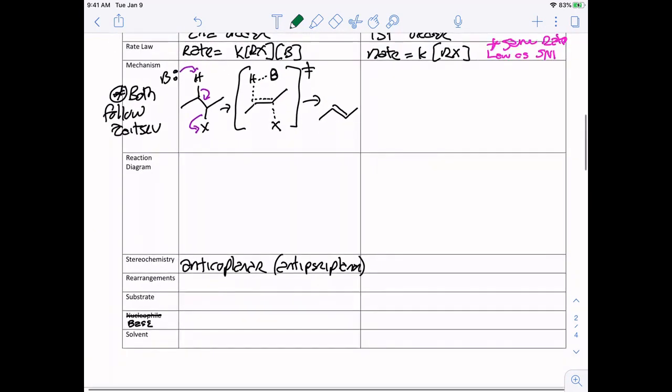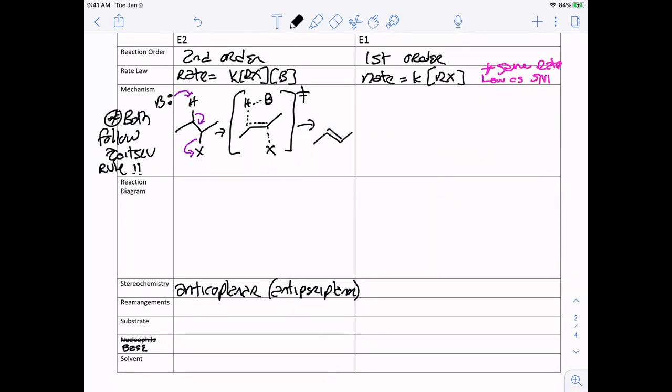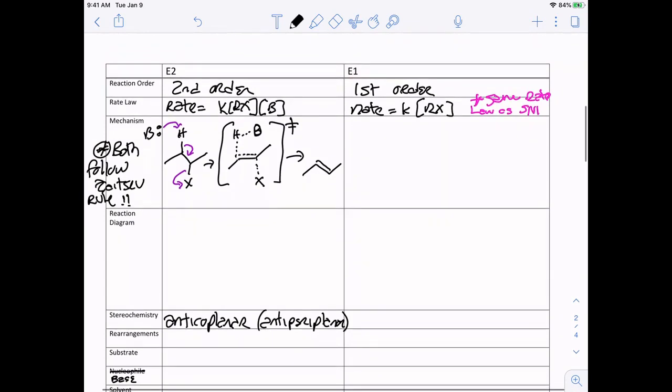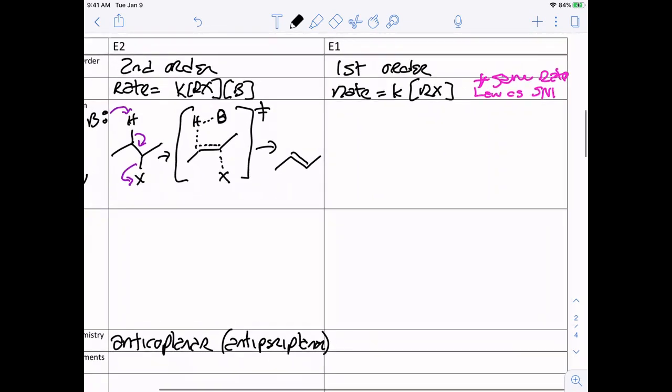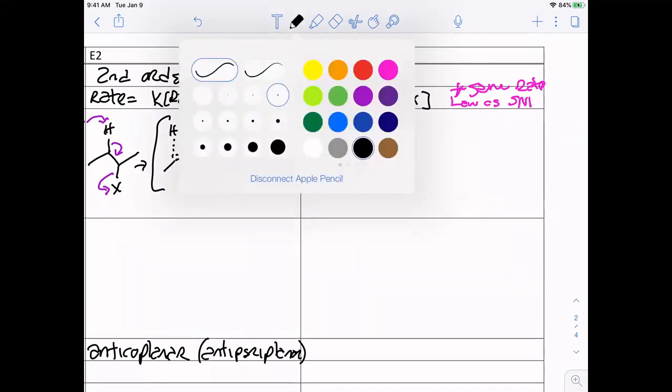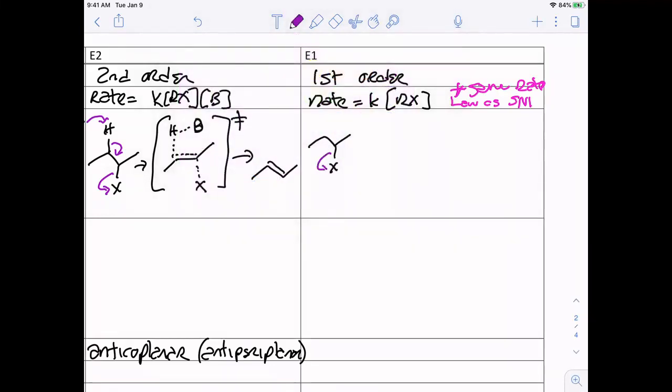So if we go back up here, I never finished writing the rule: both follow Zaysev's rule. So do watch out for that. The more substituted product is the one that we want. That's our more stable alkene. If I look at my mechanism for E1, let's make this a little bigger again. The first step is the exact same first step that we had with SN1.